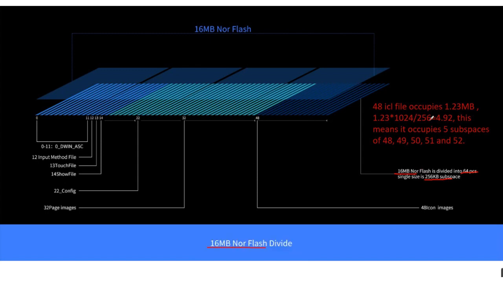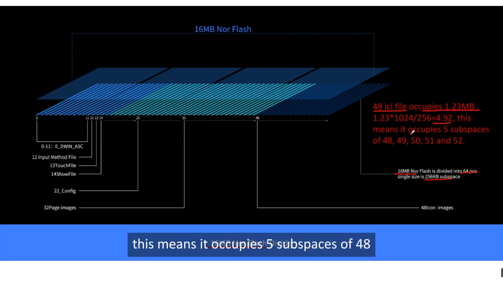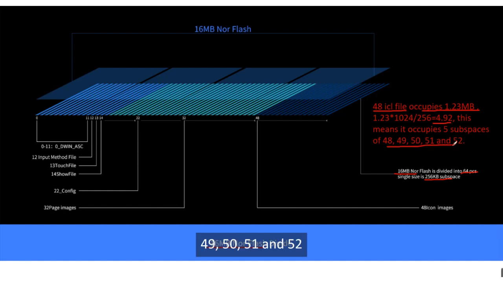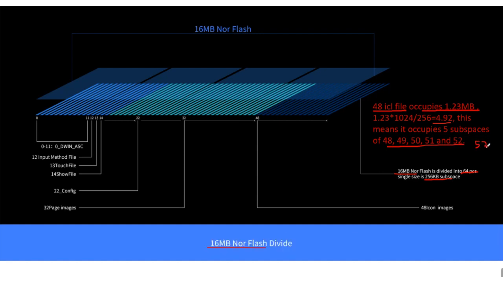Here's an example. Icon 48 ICL file occupies 1.23 megabytes, 1.23 times 1024 divided by 256 is equal to 4.92. This means it occupies 5 subspaces of 48, 49, 50, 51, and 52. Therefore, the next icon library name needs to start from 53.